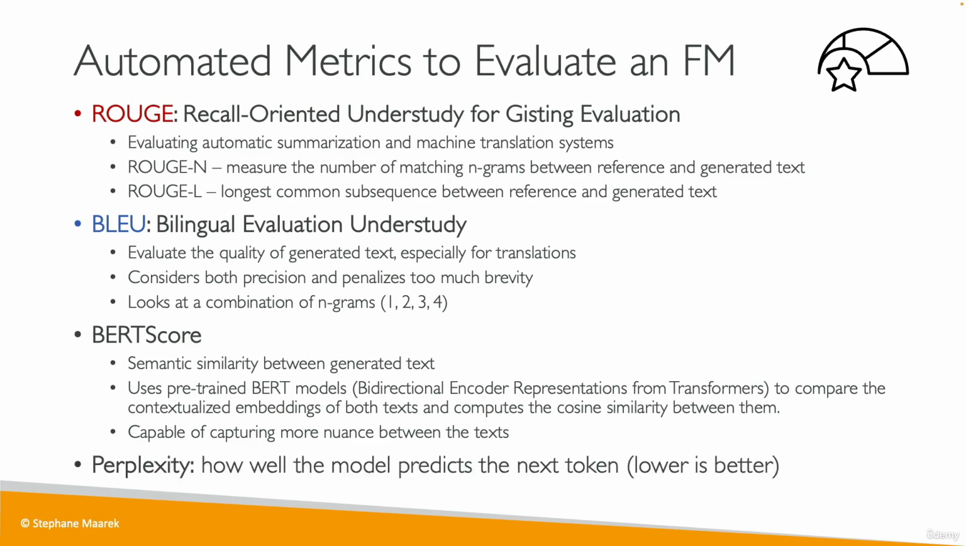And perplexity is how well the model will predict the next token. So lower is better. And that means that if a model is very confident about the next token, it will be less perplexed and therefore more accurate.